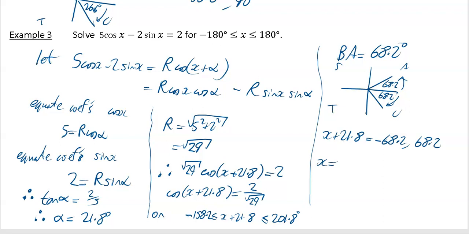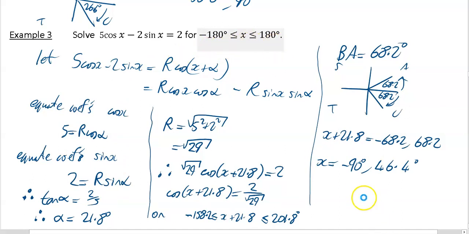So your x is going to be equal to minus 90 degrees, or it could be 46.4 degrees. Let's just check and see, are they within our range? Where is our range? It's up here. Our original range was minus 180 to positive 180, so they're both fine. So that looks pretty good to me.